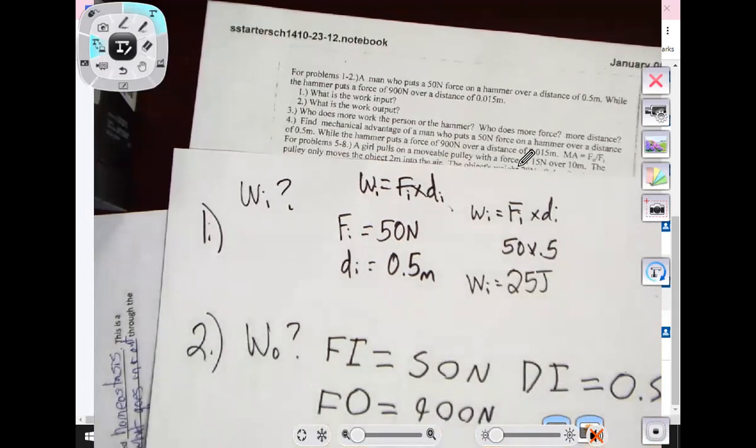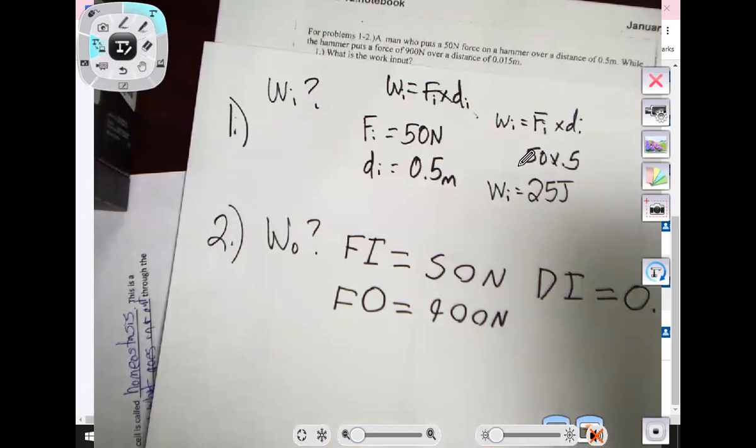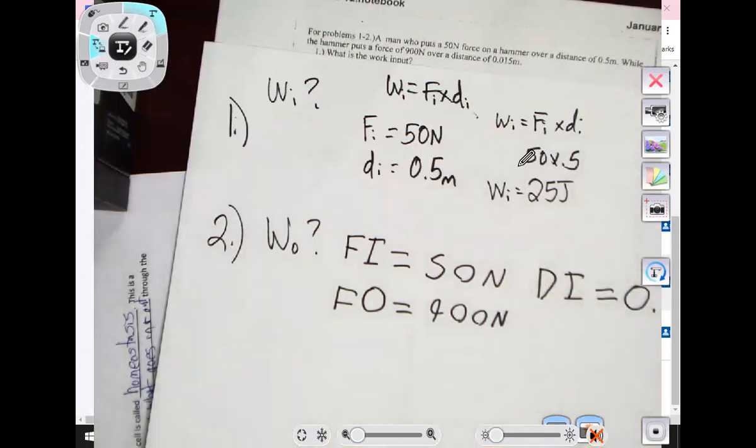Maybe you'll scoot the sheet up a teeny bit. There you go. All right, and what else do we know? It does a distance of 0.15. And so who does that distance? Is that the man doing his force that distance, or is that the machine? The machine. So that's the distance input or output? Distance output, yeah, because the output is always done by the machine. The distance output is D-O.